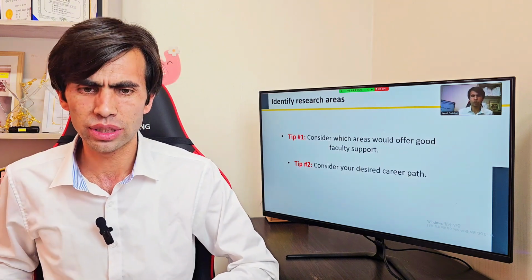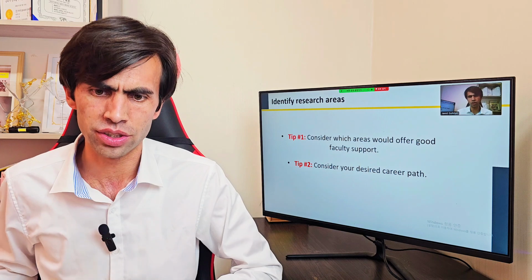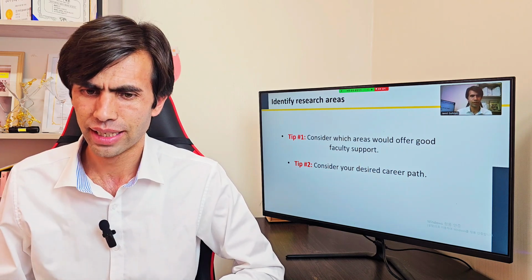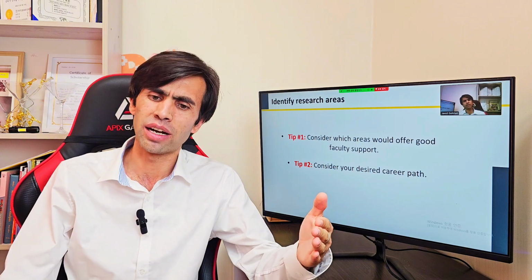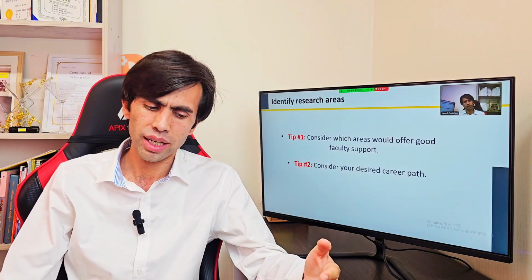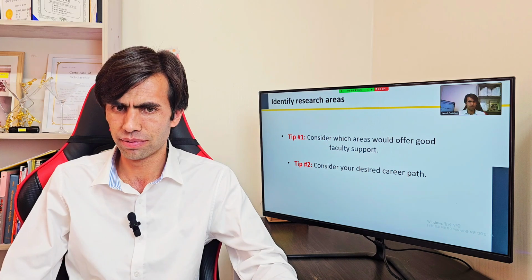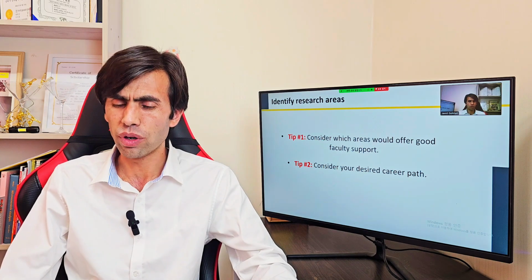So you have to consider 2 tips when you are identifying research area. Consider which area would offer good faculty support. Is there any advisor? Is there any faculty support for that or not? And also consider your desired career path in the future. What do you want to do?